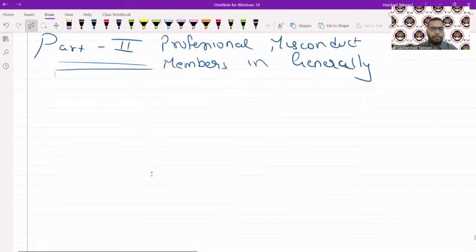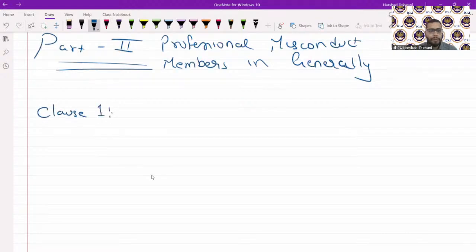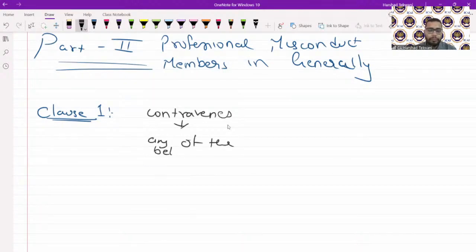Pretty easy. The first clause, clause 1. What does clause 1 talk about? If a member in general contravenes any of the below, then he will be held guilty of professional misconduct.